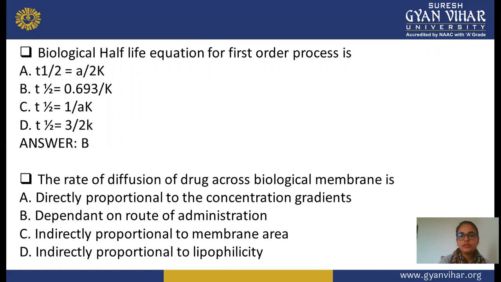Next is the biological half-life equation for first order. A is t half equals 8 divided by 2K. B is t half equals 0.693 divided by K. C is t half equals 3 divided by 2K. The correct option here is B, that is t half equals 0.693 divided by K. And the rate of diffusion of a drug across a biological membrane is: A, directly proportional to the concentration gradient; B, dependent on route of administration; C, indirectly proportional to the membrane area; and D, indirectly proportional to lipophilicity.